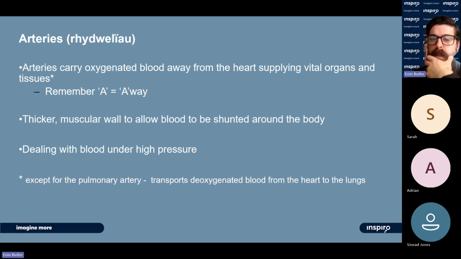There's one exception to the rule. Our pulmonary artery is the only artery that transports deoxygenated blood from the heart to the lungs. It's still classed as an artery because it's taking blood away from the heart.